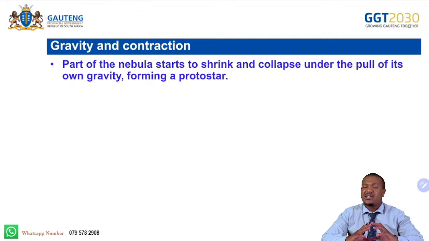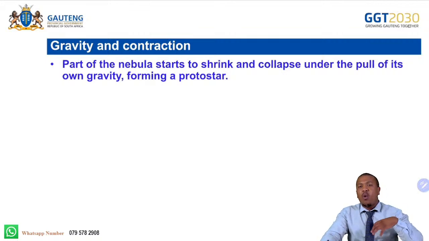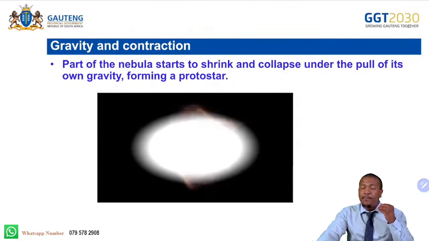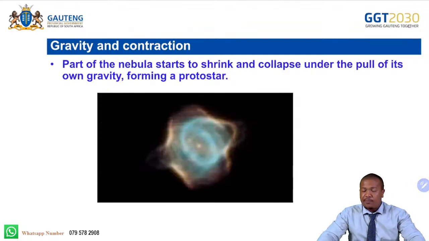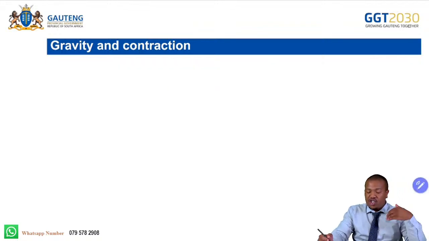We said that stars are born from stars. Once one dies out due to a supernova explosion, there's going to be some formation of nebulae. Part of the nebulae will start to shrink and collapse under the pull of their own weight, then form what we know as protostars. A protostar, you can see, is starting to take some form of shape.